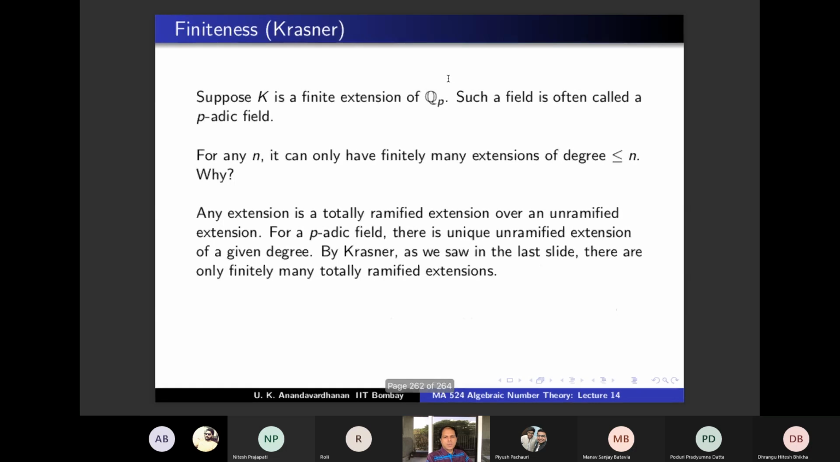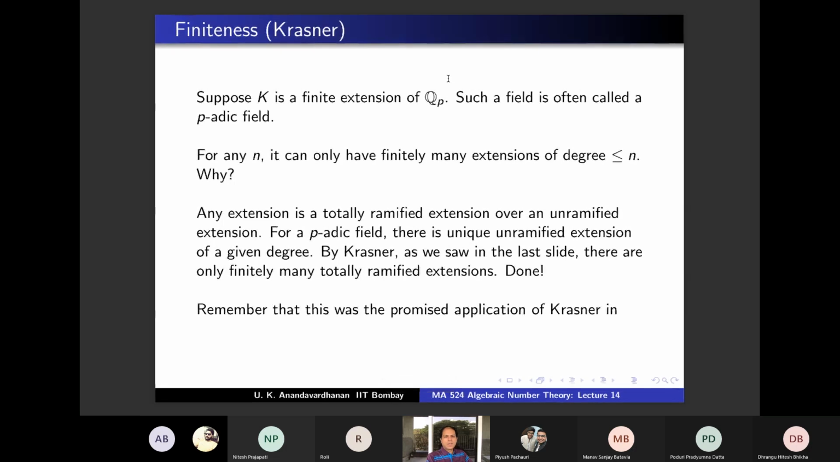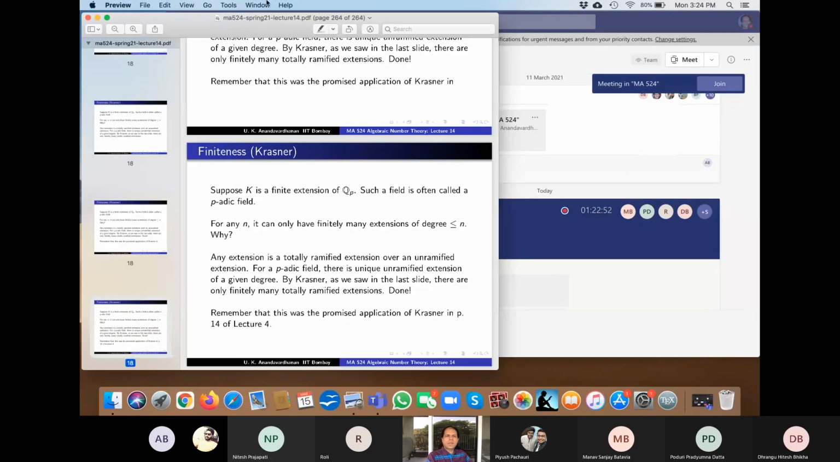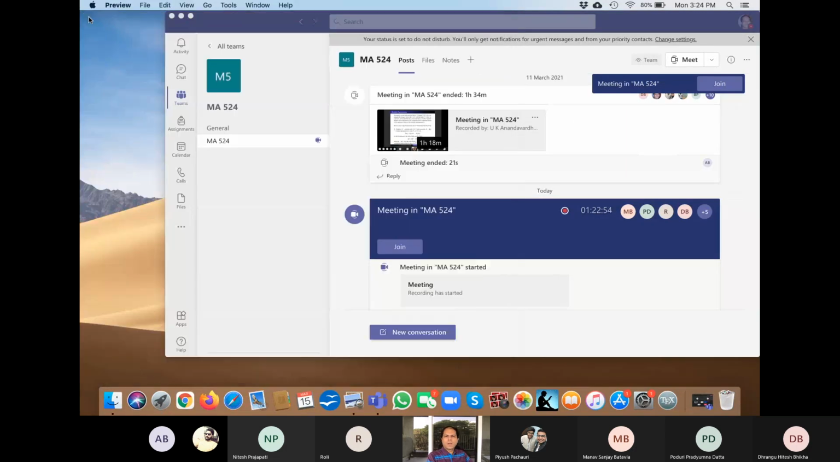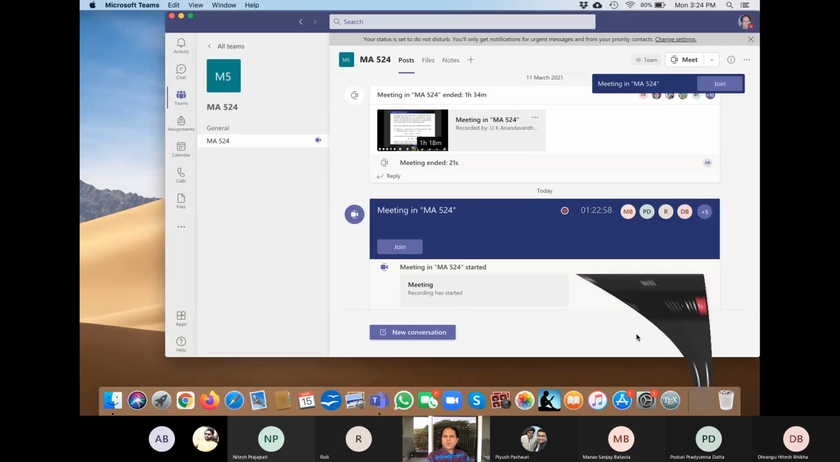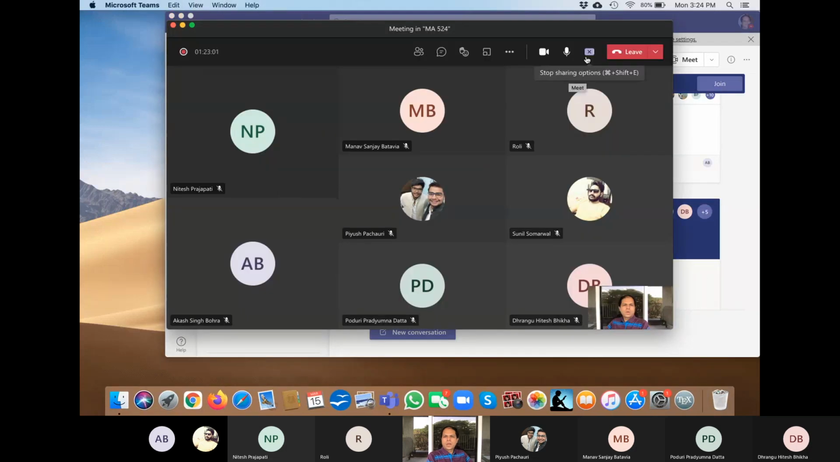So that is done. So one more pause here. And remember that this was the promised application of Krasner on page 14 of lecture 4. Okay, so we will stop here. And next lecture we will come back to, yeah, let me stop sharing the screen. So next lecture we will come back to global fields, number fields.